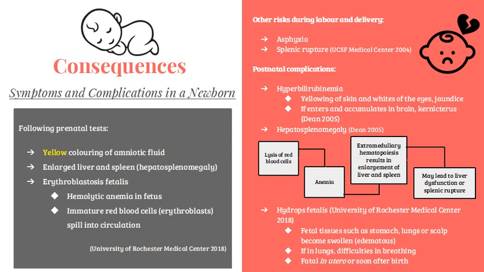So what actually causes this condition? Well, the lysis of red blood cells leads to anemia. This results in something known as extramedullary hematopoiesis in attempts to produce more red blood cells to compensate for this low amount. Subsequently, this enlargement may lead to liver dysfunction or splenic rupture. Another chronic consequence of this disease is something known as hydrops fetalis. In this case, fetal tissues such as the stomach or lungs become swollen or edematous. If this occurs in the lungs, the baby will have difficulties in breathing. This condition is so severe that the child will actually die, either in utero or soon after birth.